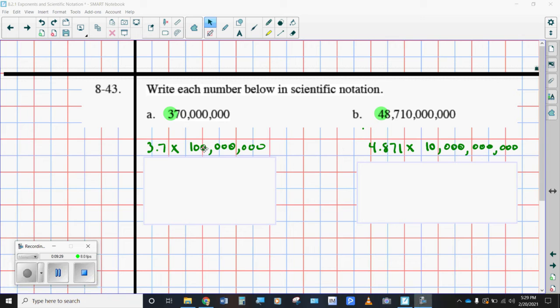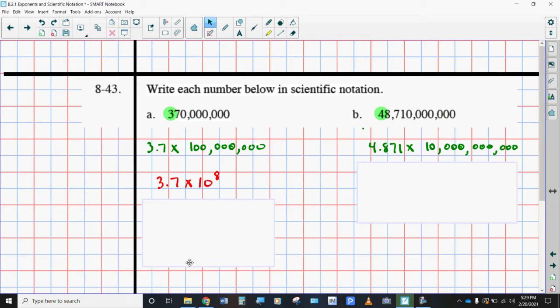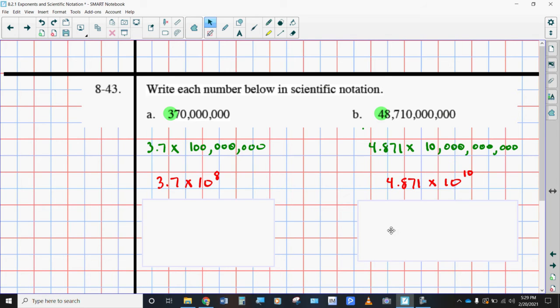All right, so this has how many zeros? 1, 2, 3, 4, 5, 6, 7, 8 zeros. So that would be 10 to the 8th. So that becomes 3.7 times 10 to the 8th. This has 1, 2, 3, 4, 5, 6, 7, 8, 9, 10 zeros. So 10 billion is 10 to the 10th power. So this becomes 4.871 times 10 to the 10th power.